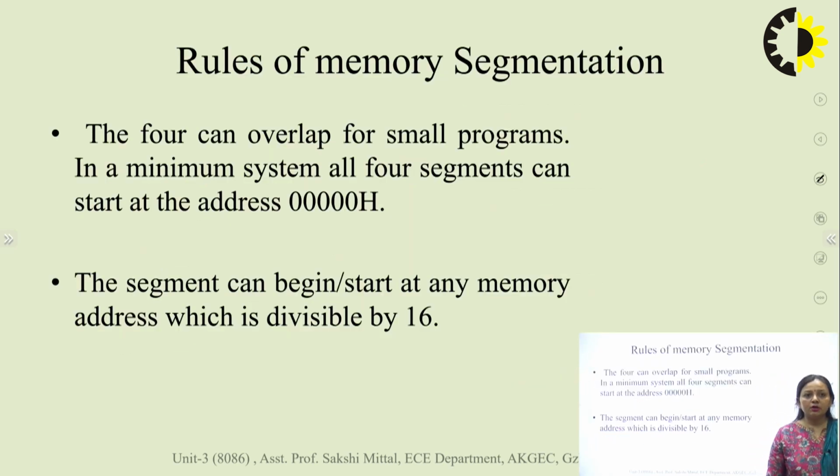Now, the rules for this memory segmentation. The 4 segments can overlap for small programs. That means at minimum all 4 segments can start at address 0000H. You can have a different base address, but they can all start with the same starting address, that is 0000H. And a segment can begin at any address which is divisible by 16, because the size should be 64 KB. So the segment can start with any address which is divisible by 16.